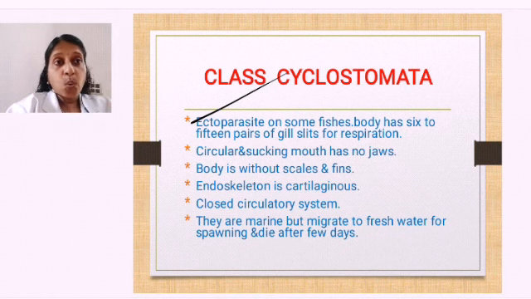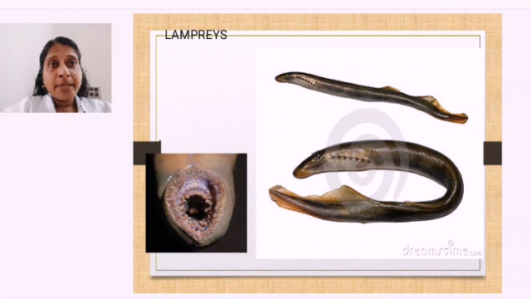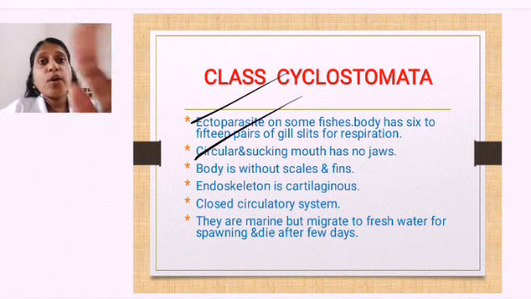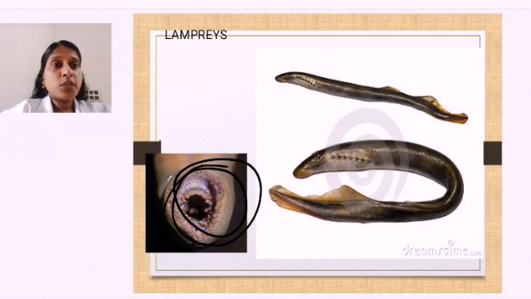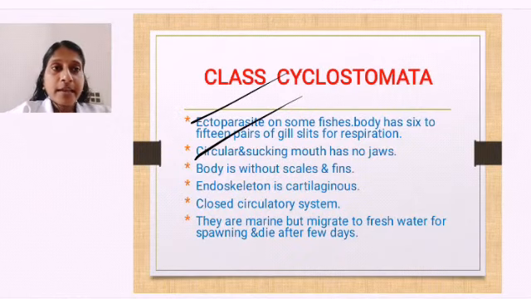Like ectoparasites, they live on some fishes, and the body has 6 to 15 pairs of gill slits for respiration. They are having gill slits for respiration. For example, lampreys, when you are seeing, come under Cyclostomata. They have circular or sucking mouth parts, and they do not have jaws. You can find these circular mouth parts, they don't have jaws. Jaw means upper jaw and lower jaw are not present, they suck. So, that is again one characteristic.